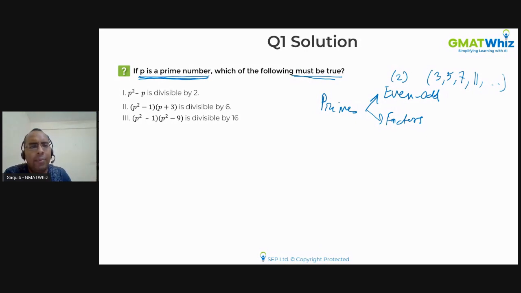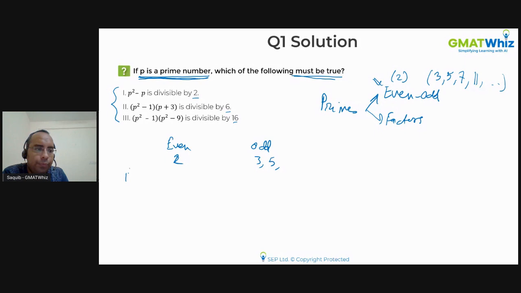So in this case, I skim through these statements, and I can see they are talking about whether it's divisible or not, and the numbers are 2, 6, 16. So you can think, let me take numbers, and when you're taking numbers, make sure that you consider both categories, even prime numbers and odd prime numbers. In even you can take only one. In odd, if you want to check more, you can take 3, 5, 7 and check it very quickly.